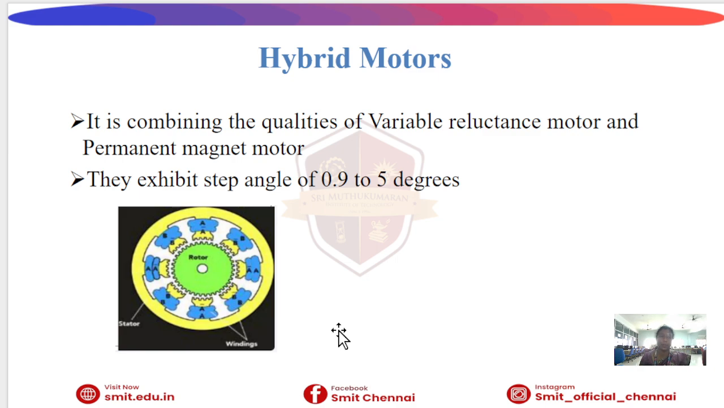The next one is the hybrid motor. This motor combines the features of both the permanent magnet and variable reluctance motors. Therefore, it provides high accuracy, high torque, and the smallest step angle. The step angle ranges from 0.9 to 5 degrees. So the hybrid motors are widely used in precision applications.